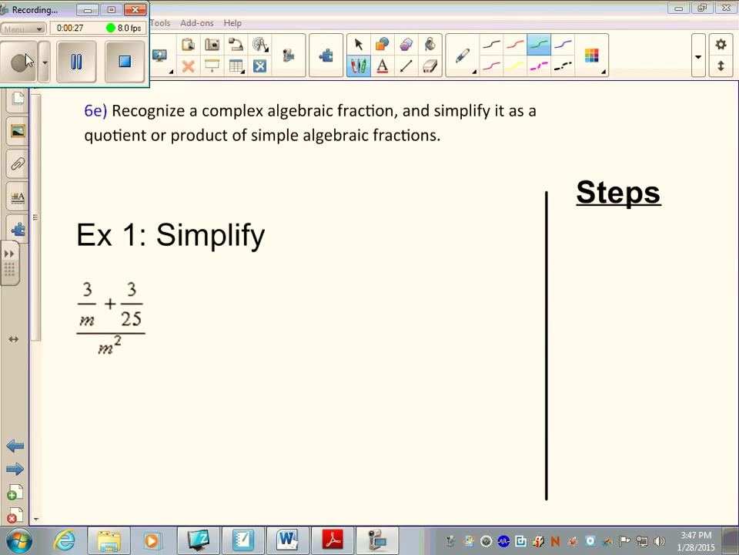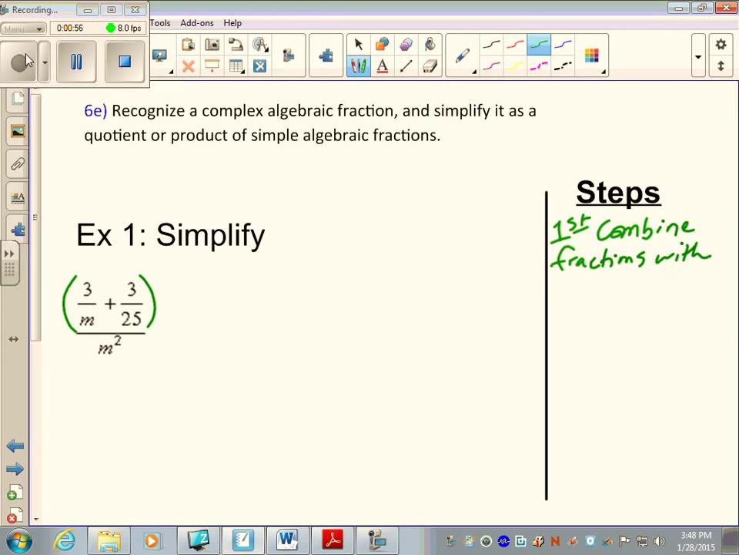First step you should look for is combining fractions with additions or subtractions. So up on the numerator here, I have 3 over m plus 3 over 25. I need to combine those and make it one fraction. So step 1, first, combine fractions with addition or subtraction.